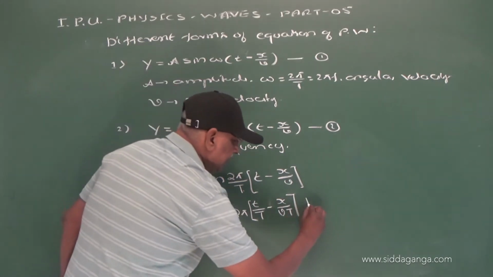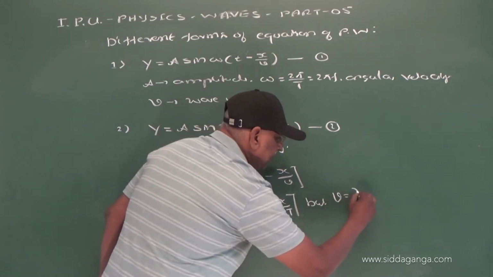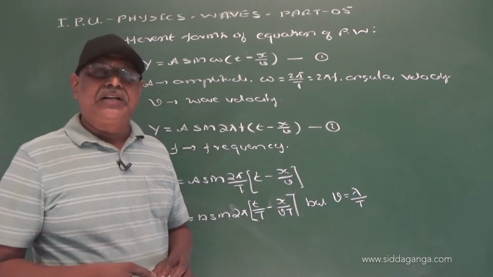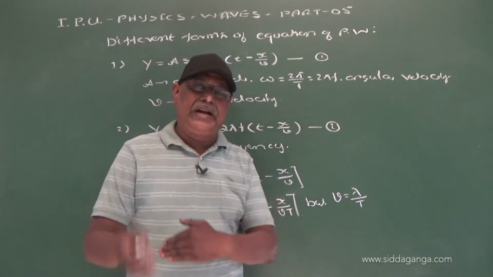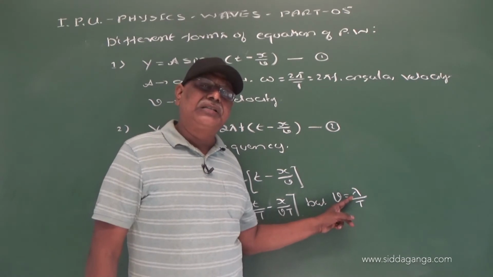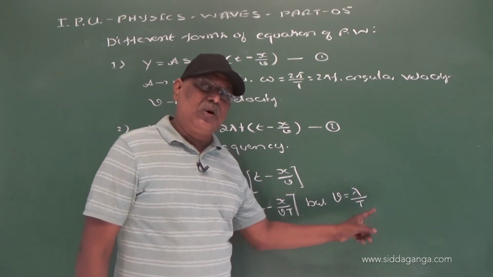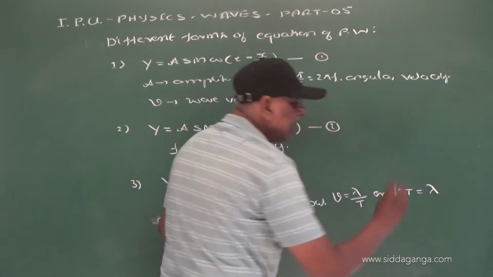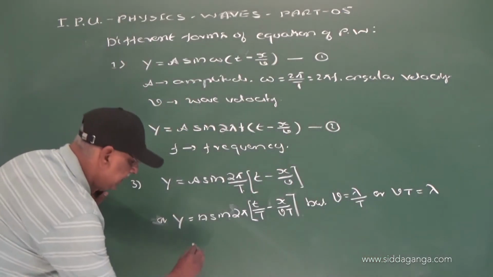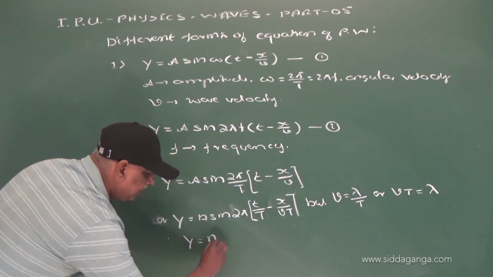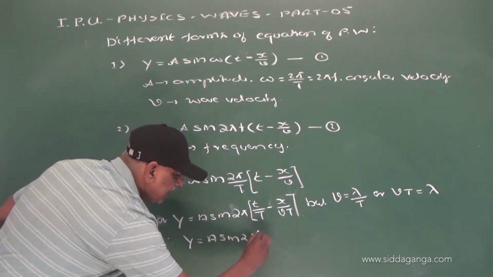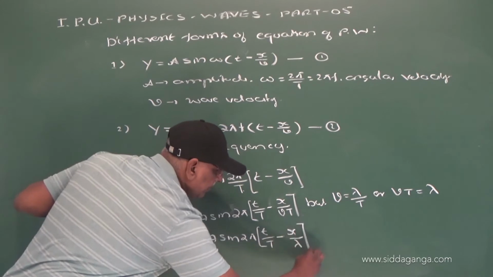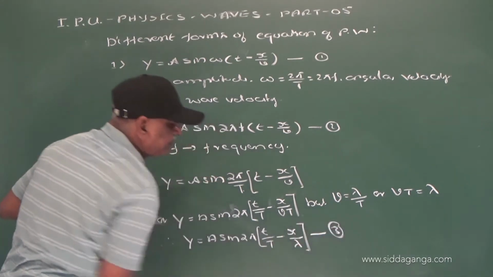But we know that v = λ/T. By definition, wave velocity is the distance traveled divided by time taken, and wavelength is the distance traveled by the wave in a time interval equal to its time period, so we have vT = λ, where λ is the wavelength. Therefore, we have y = a sin 2π(t/T − x/λ). This is equation 3.